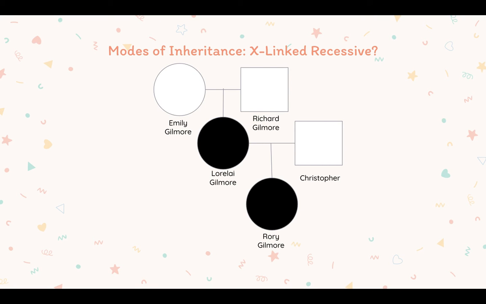For X-linked recessive, since Emily Gilmore does not show this trait, that means she would need to have at least one dominant allele on one of her X chromosomes, and Richard Gilmore would also need to have a dominant allele on his X chromosome. However, this is also not consistent with an X-linked recessive form of inheritance because Lorelai would need to inherit two recessive alleles on both of her X chromosomes, and this does not work with this form of inheritance.